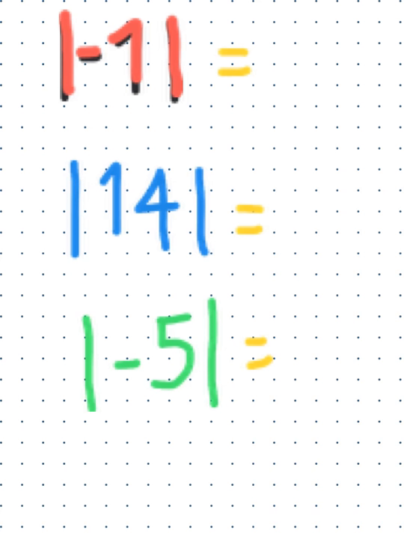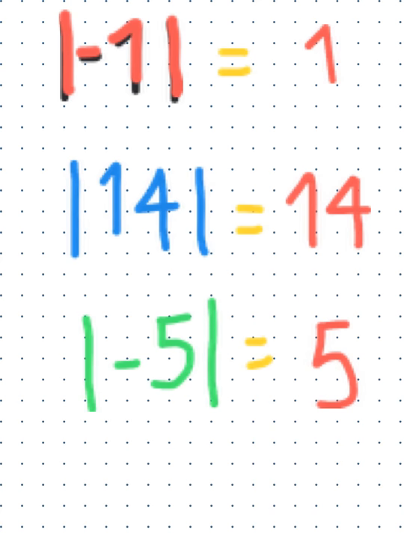Alright, so you took the time to look over these questions and figure out the answers, alright? So let's check. The absolute value of negative 1 is 1. The absolute value of 14 is 14. And the absolute value of negative 5 is 5. Did you get them right? Great.